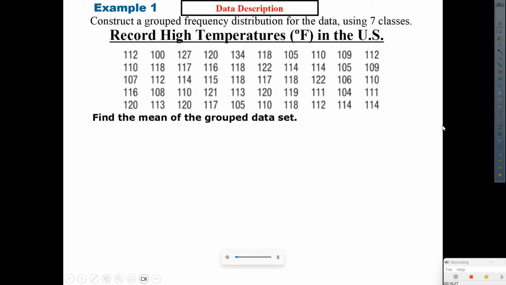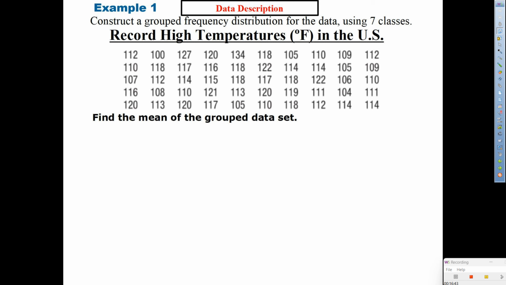Okay? So let me send to your screen the one with the data where you can write over it. There it is. Once again, example 1 reads, construct a group frequency distribution for the data using 7 classes and find the mean of the group data set. This is what we're going to be using in regards to the mean being part of the measure of central tendency. But now instead of having small data, now we have a bunch of data.